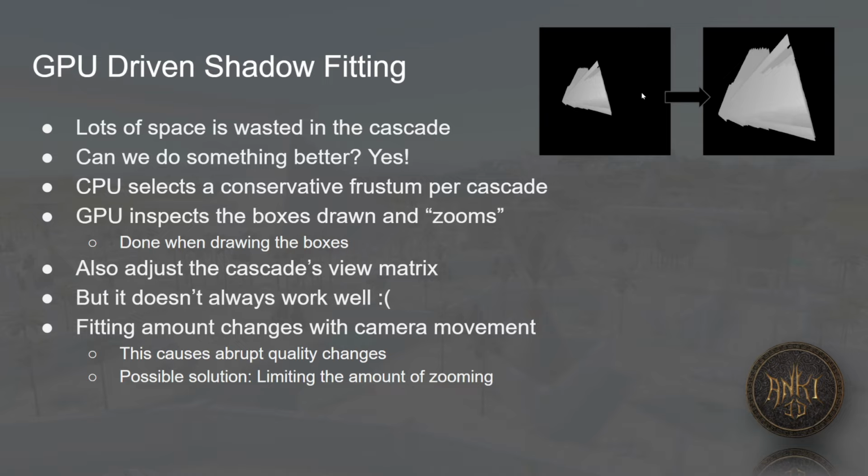Can we do something better? Yeah, it seems we can. So the CPU will compute a conservative frustum per cascade as before, and after the max tile depth pass, the GPU will compute new tighter bounds for each cascade and produce new projection and view matrices. Then it will draw these stretched boxes with the new updated view projection, which practically, as you see here, zooms into the cascade. So in this picture we have less wasted space.